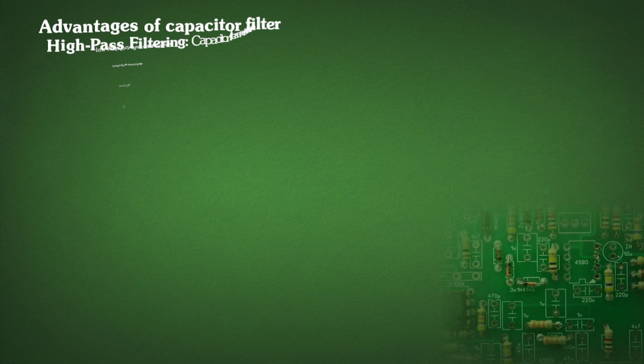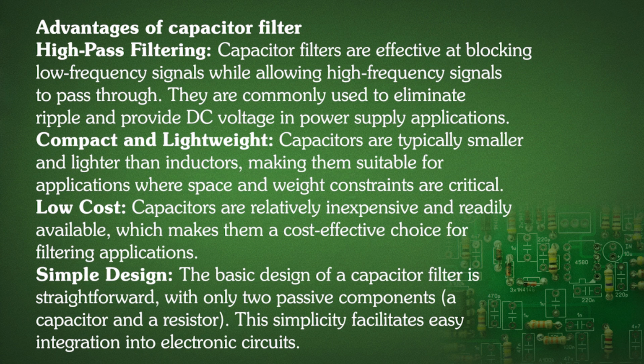Now, let us discuss the advantages of capacitor filter. The first advantage is the high pass filtering. Capacitor filters are effective at blocking low frequency signals while allowing high frequency signals to pass through it.